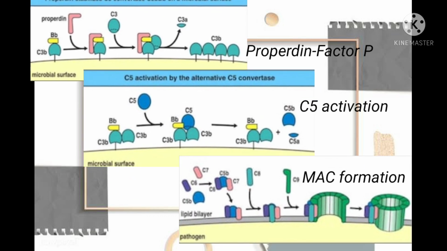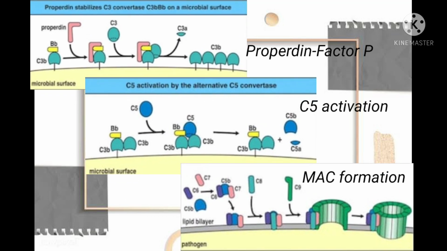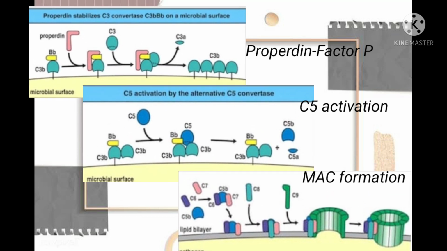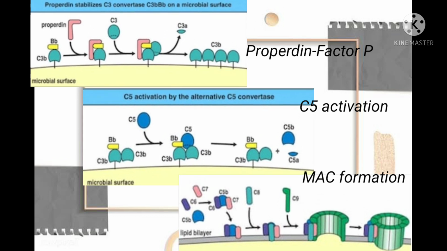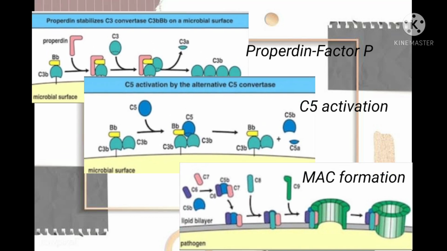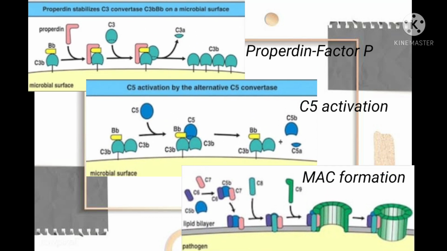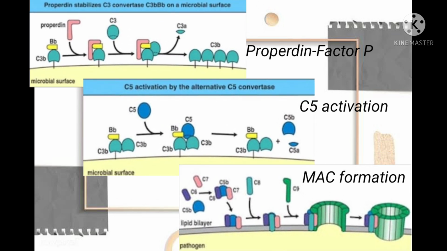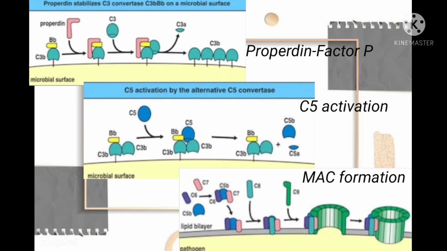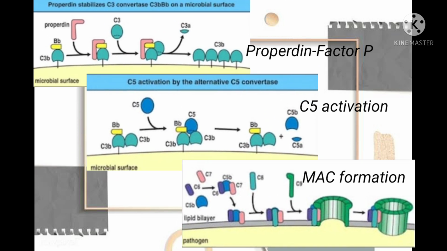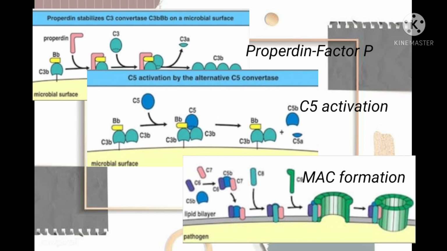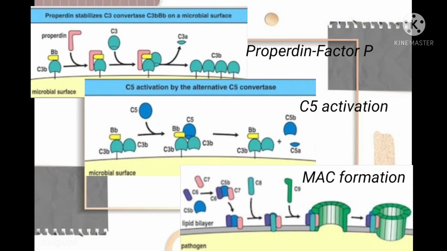The properdin factor P stabilizes C3bBb so it may cleave more C3, over 1 million C3 molecules. It also protects Bb-C3b from inactivation by complement control mechanisms. For C5 activation, C3bBb3b functions as the C5 convertase in the alternative pathway. And lastly is the MAC formation.